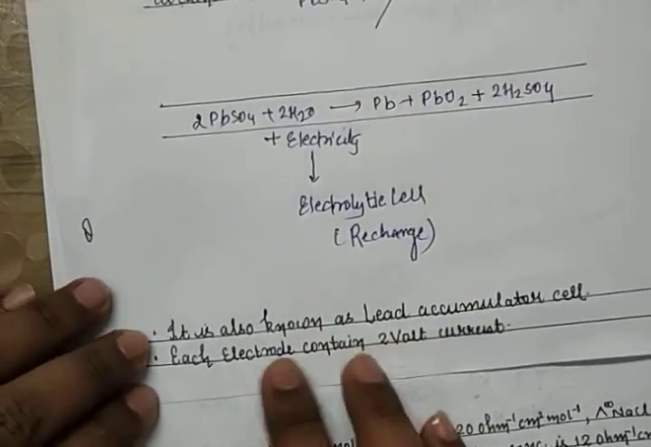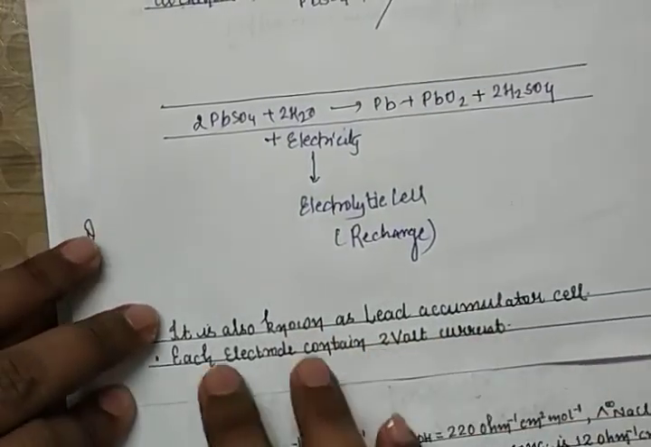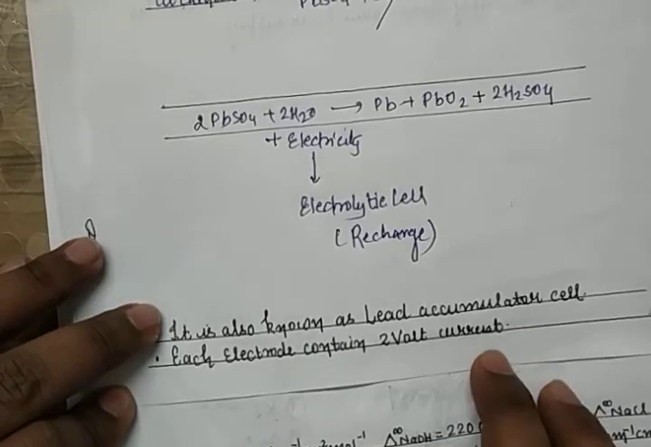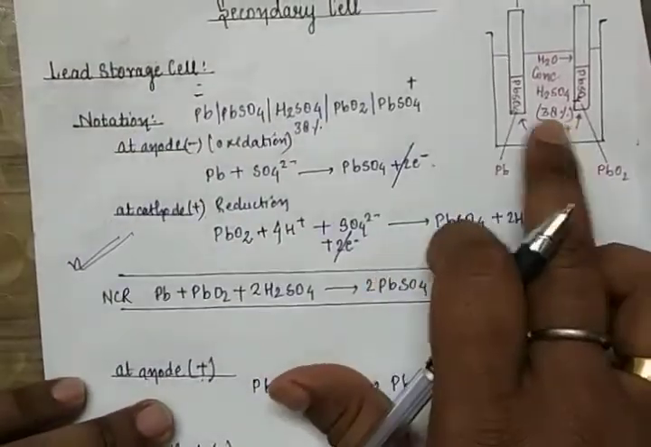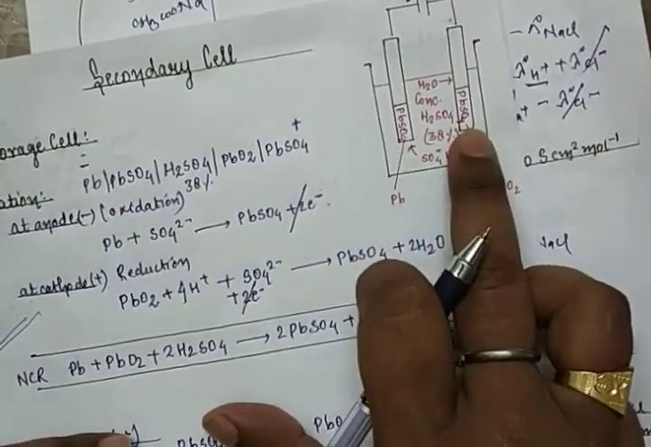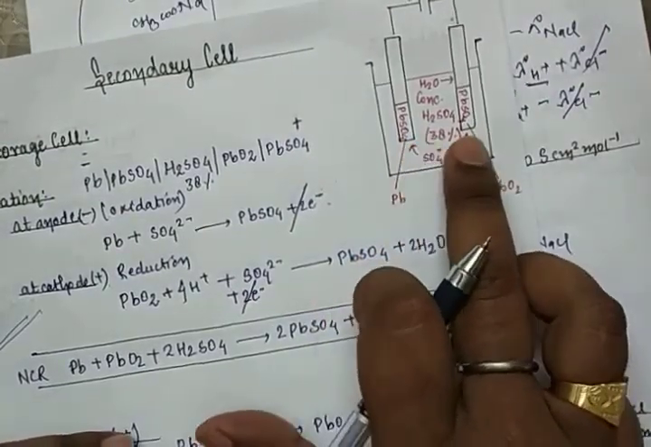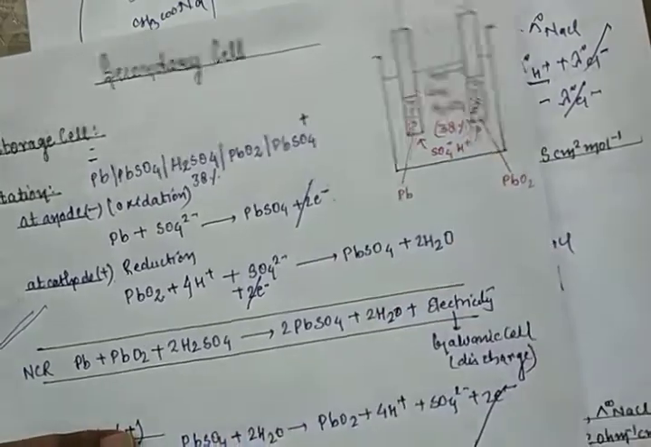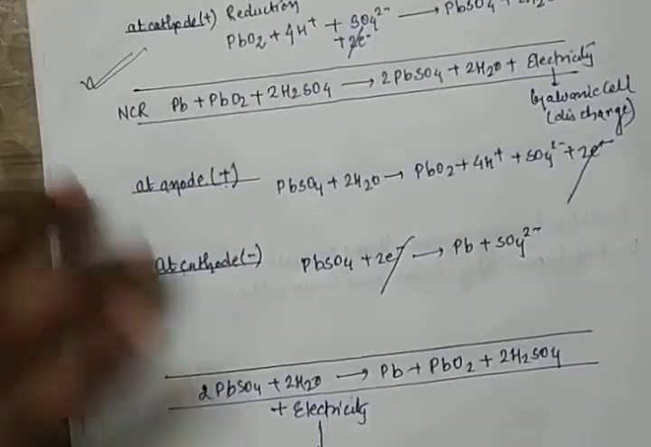So now it is also known as the lead accumulator cell, and each electrode contains 2 volts. Suppose here only 2 electrodes, it means 4 volts. Suppose here 6 electrodes, it means 2 times 6 is 12. Suppose 8 electrodes, it means 2 times 8 is 16. So this is a full explanation of the secondary cell.